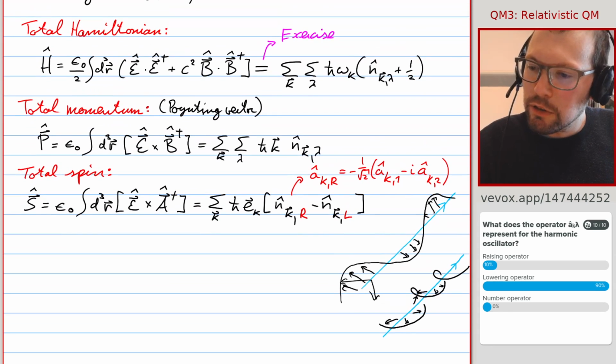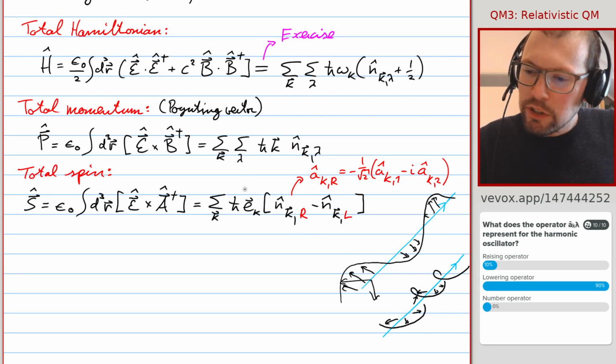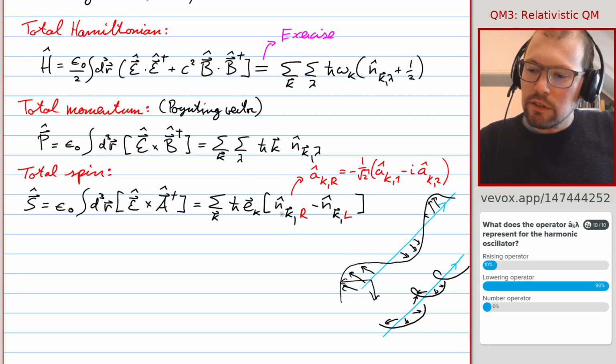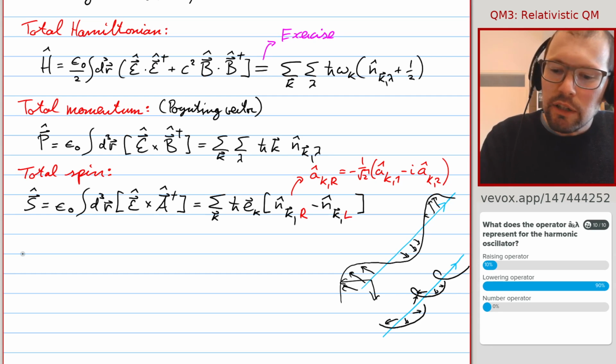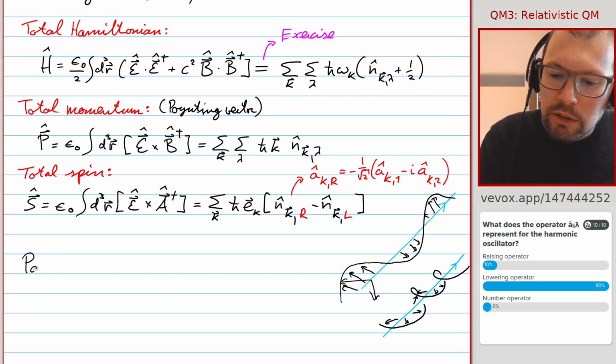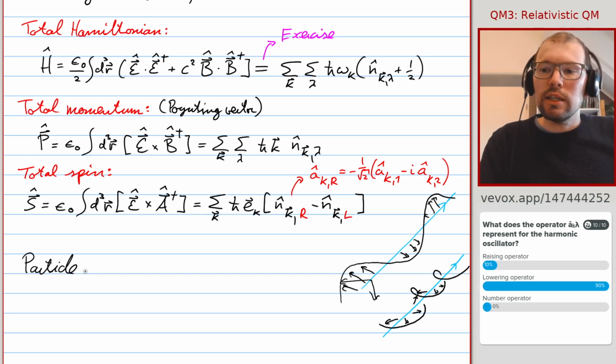Now this is quite useful because we see that all these quantities are really expressed in terms of these number operators. So that means that they're really like one particle additive quantities. And we can directly read off from this what the correct particle interpretation is of these operators A and A dagger.